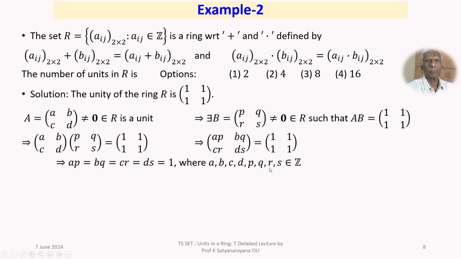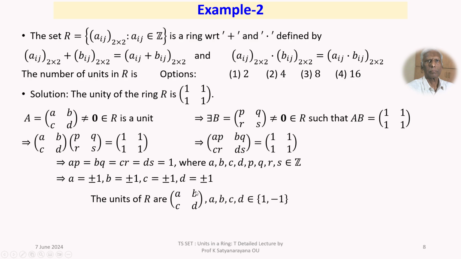Who are A, B, C, D, P, Q, R, S? They are integers. But when they are integers, AP is equal to 1 will give you what possibilities? A is equal to plus or minus 1. So, A is equal to plus or minus 1, B is equal to plus or minus 1, C is equal to plus or minus 1, D is equal to plus or minus 1. So, that means the units of R are matrices A, B, C, D, where the entries A, B, C, D belong to the set consisting of 1, comma, minus 1.